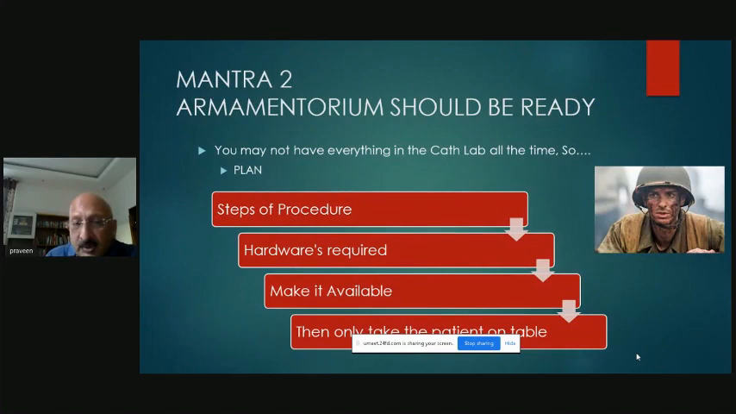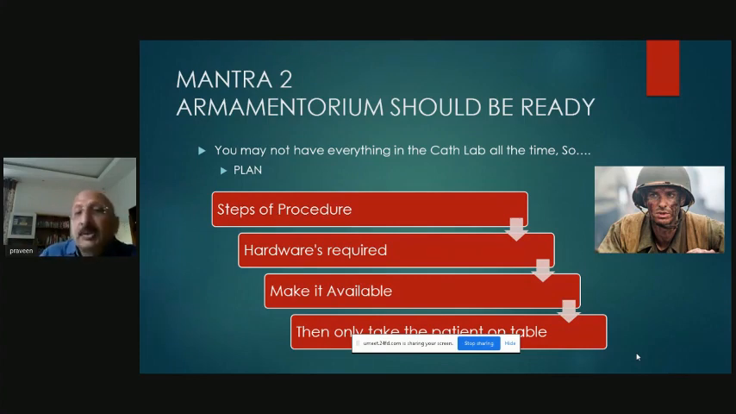And the steps of the procedure, the hardware required, everything should be made available, because sometimes we may require IVL shock wave, which is now available. Sometimes we need an OPN balloon, which is an ultra high pressure balloon, in very calcified lesions, or we may need a bigger guiding catheter, 8 French or so. So all this planning part should be done much earlier.